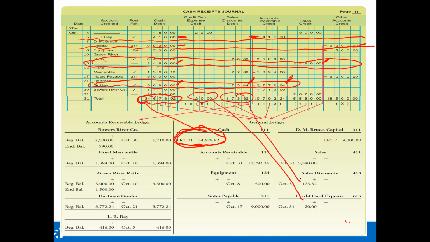And so this is really only used in an accounting system in which we're still using paper documents and paper ledgers and things like that. Otherwise, accounting software has these features built into it, right?